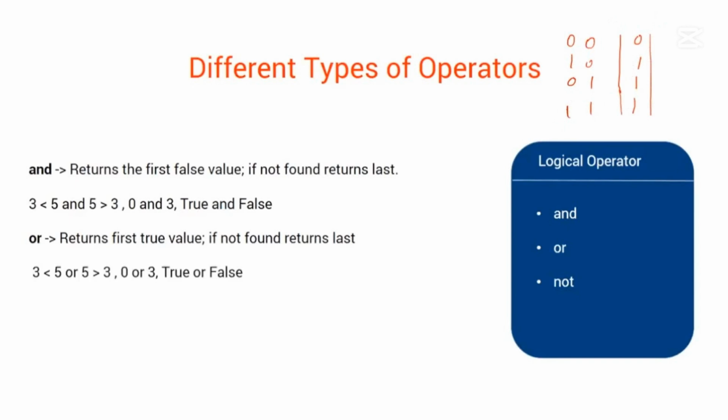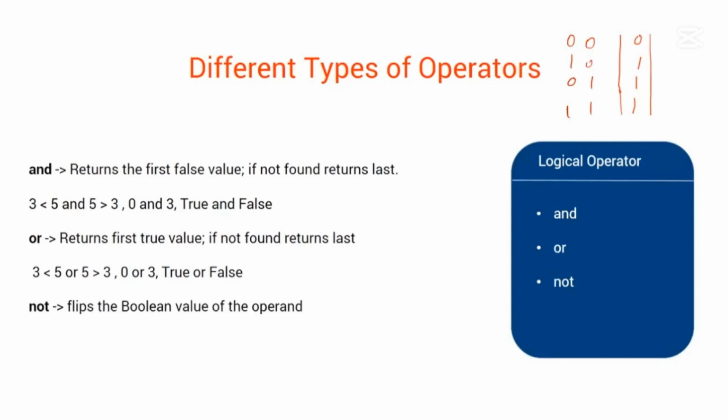Some examples of the OR operator are whether we can check whether 3 is less than 5 or 5 is greater than 3. We can also do something like 0 or 3, or we can do something like true or false. Let's move to the last logical operator, that is the NOT operator.